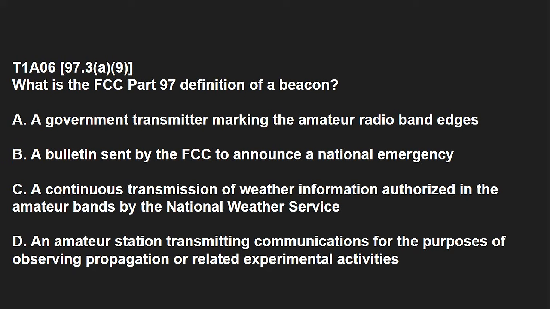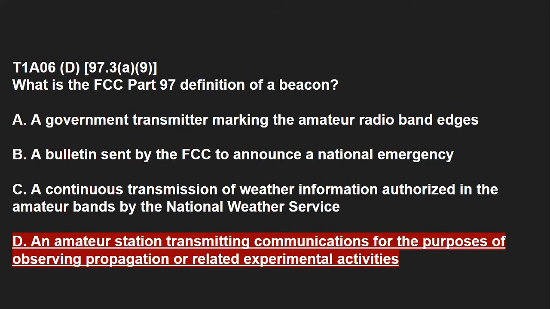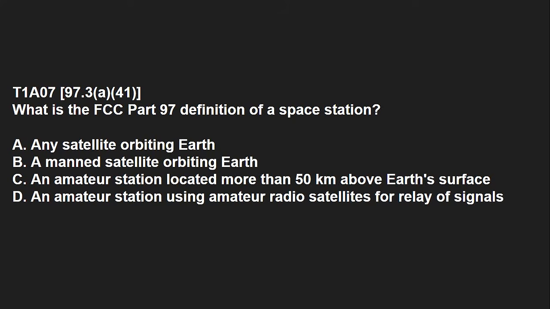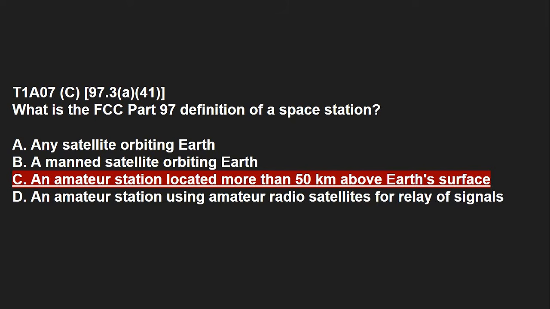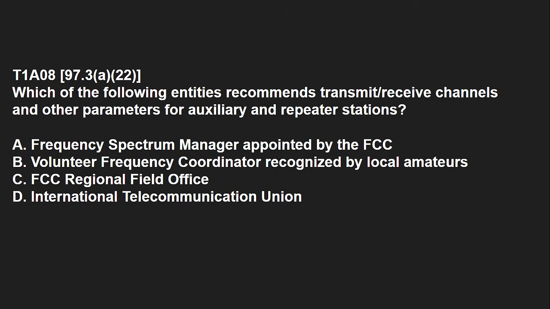T1A06, what is the FCC Part 97 definition of a beacon? That answer is D, an amateur station transmitting communications for the purpose of observing propagation or related experimental activities. T1A07, what is the FCC Part 97 definition of a space station? The answer is an amateur station located more than 50 kilometers away above Earth's surface.